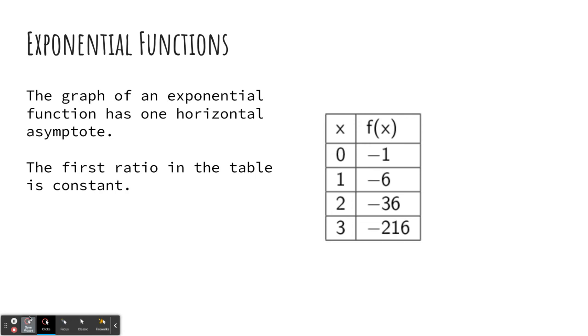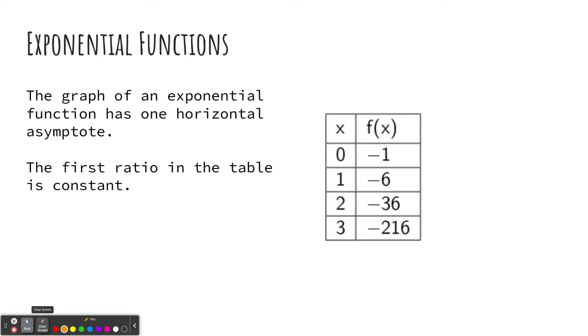Exponential functions. The graph of an exponential function has one horizontal asymptote. To tell if a table is an exponential function, the first ratio needs to be constant. The first ratio is what we are multiplying by.